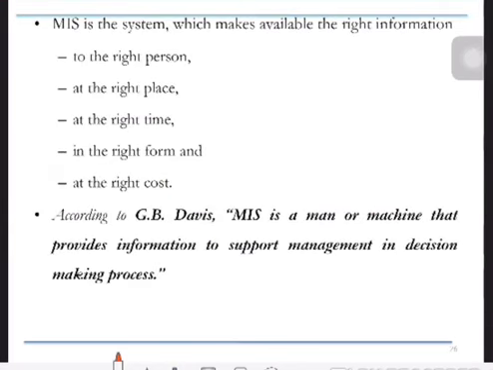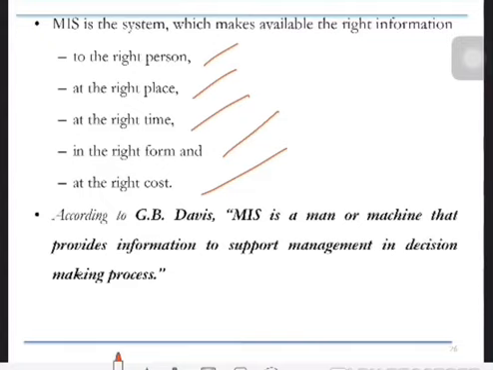Or MIS is the system which makes available the right information to the right person. If it does not reach the right person, the information is not necessary. At the right place, we have to get it to the right place. At the right time, not too early, not too late. In the right form, either hard copy or soft copy. At the right cost: benefit should be greater than cost. The cost of getting the information should be less than the benefit of the information. Such a one is also management information.